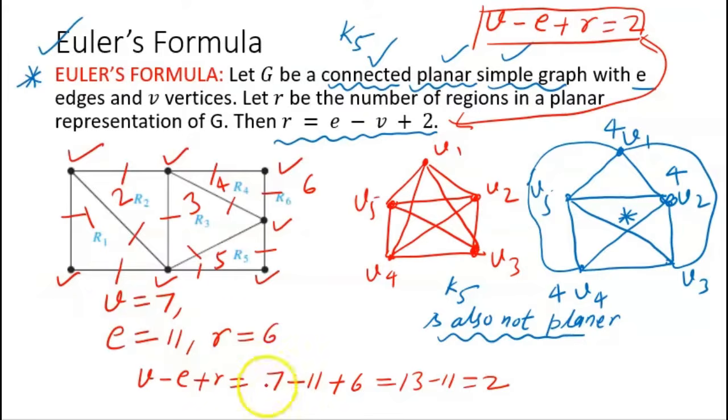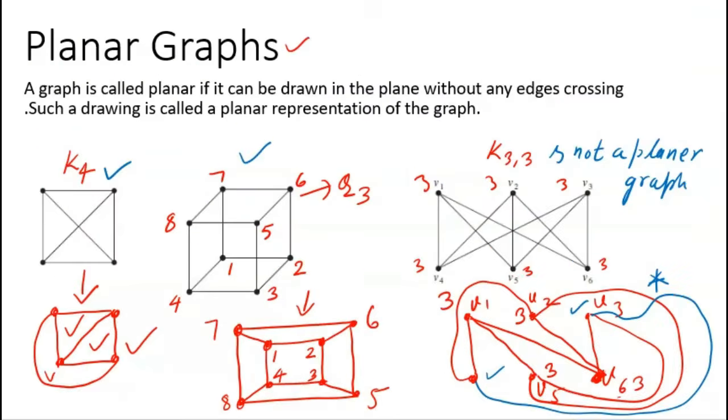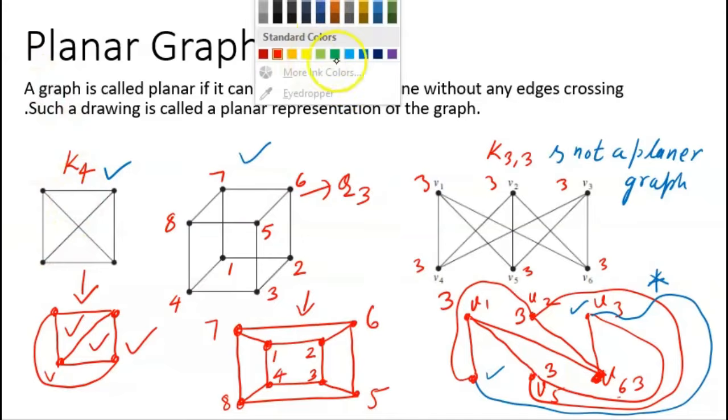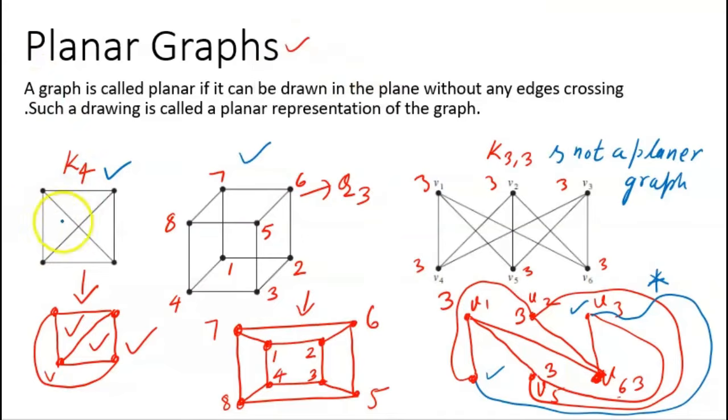In case you want to see some more examples, let us go back to the previous page and verify whether it is true for this or not. If I want to verify Euler's formula for this, let me change the color so that we don't get confused. So ladies and gentlemen, to apply Euler's formula, first of all, we need to look at its planar representation. So how many vertices are there? If I talk about this graph, the number of vertices V is equal to 4.